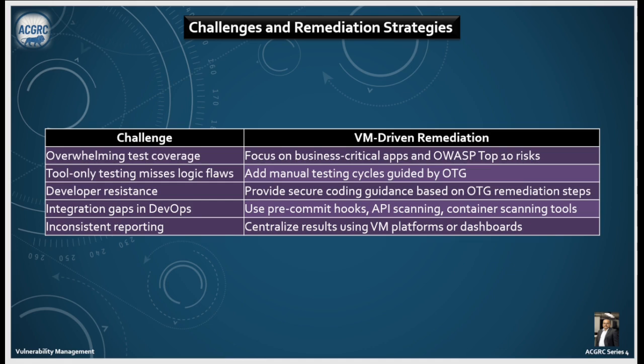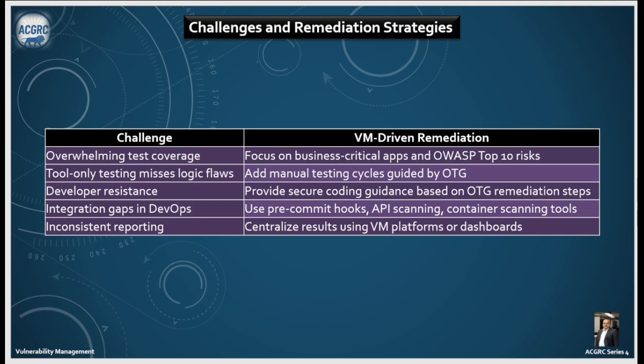The first is not enough skilled people to run the tests. It means it lacks security testers who understand web apps deeply. The remediation: train developers and QA team on OWASP basics. Use OWASP Juice Shop or WebGoat as practice labs. Start with simpler, high-impact tests and scale up over time.